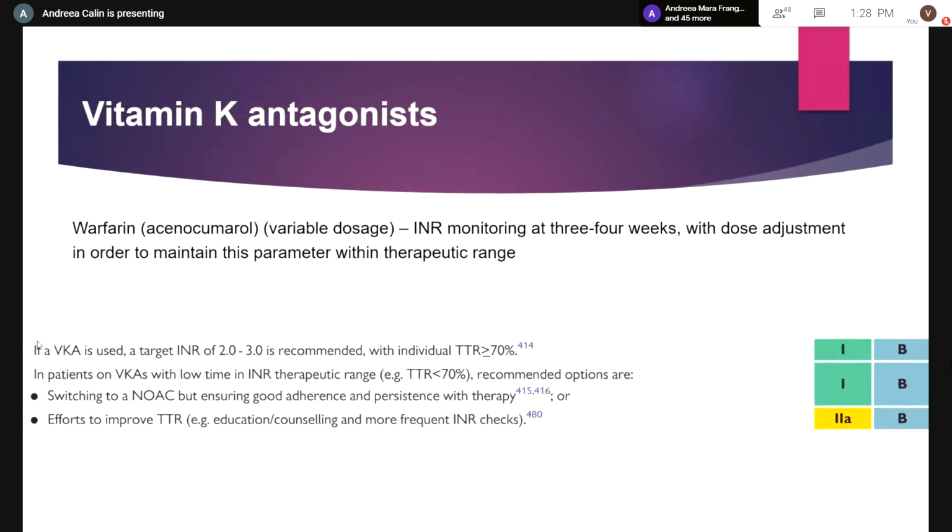When we give warfarin, the doses for each subject are variable, and we have to perform INR monitoring to keep it between 2 and 3 in all patients. But if the patients cannot maintain this INR in the therapeutic range, the recommended options are to switch to a NOAC or to improve this goal by education and counseling and more frequent checks of this parameter.